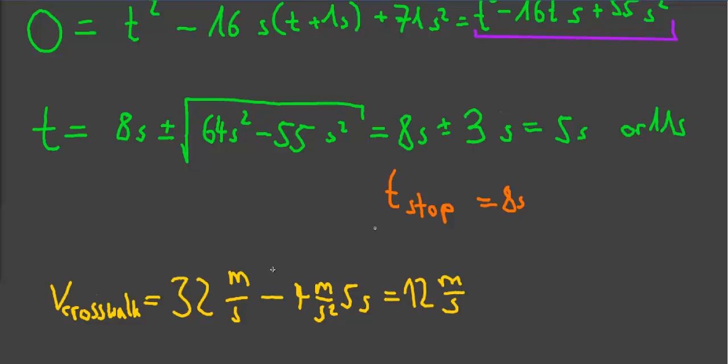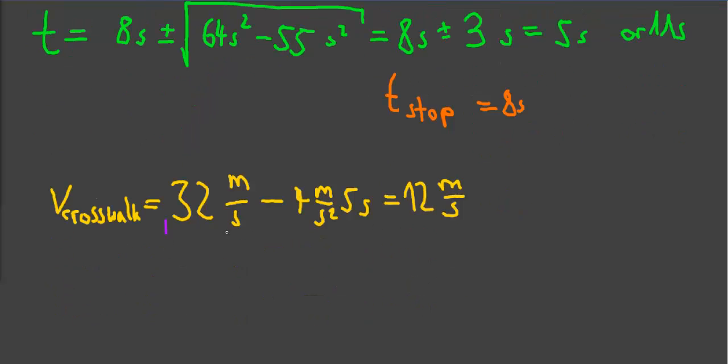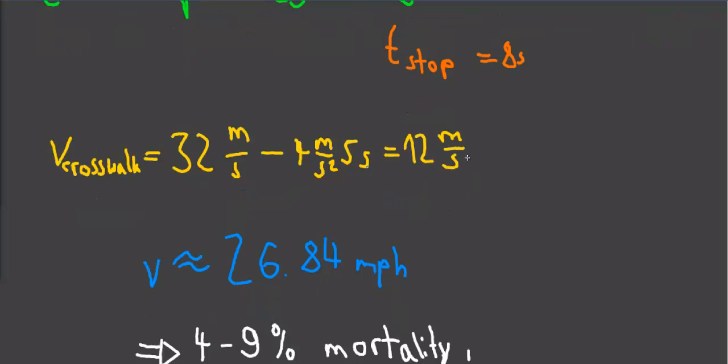Now let's calculate the velocity. The velocity is just the initial velocity minus a times t, or in the normal case plus a times t, but our acceleration here is negative. So we get the velocity is 32 meters per second minus 4 meters per second squared times 5 seconds, which is 12 meters per second. So what does it say? Well, once again, it doesn't say anything, but we can make it say something.